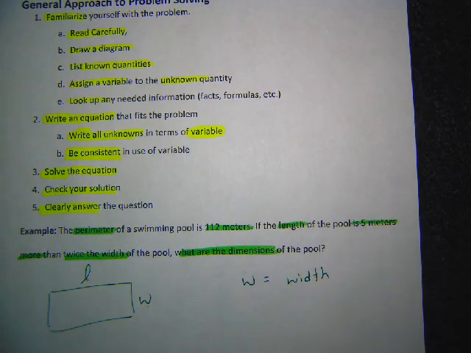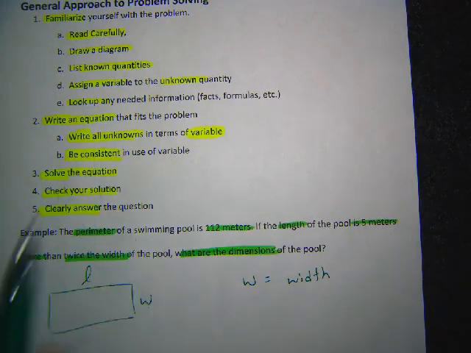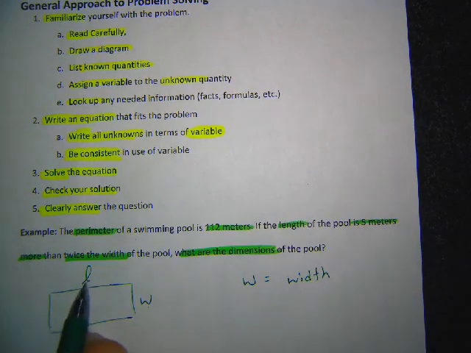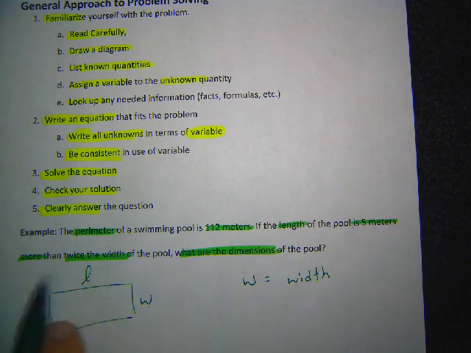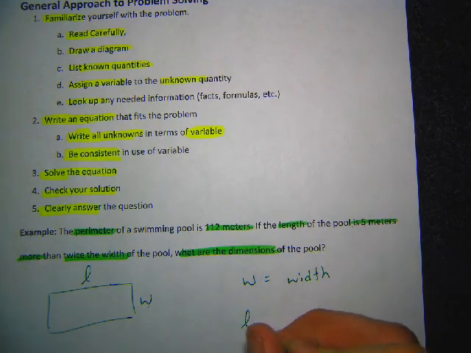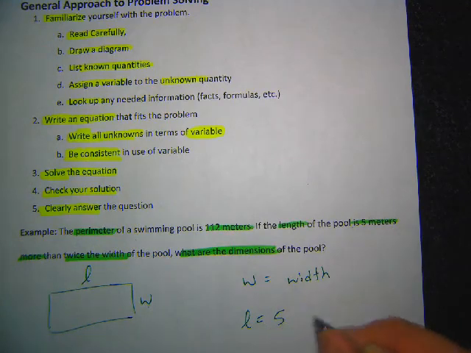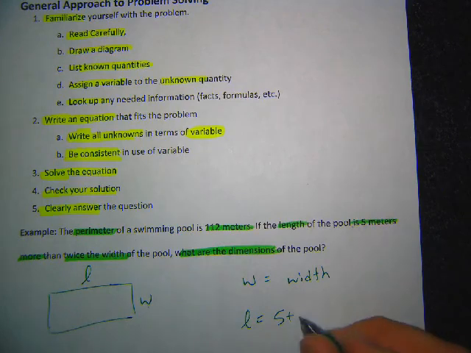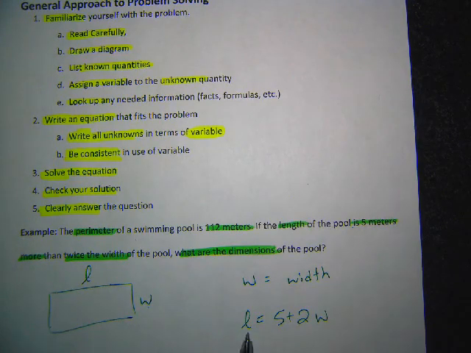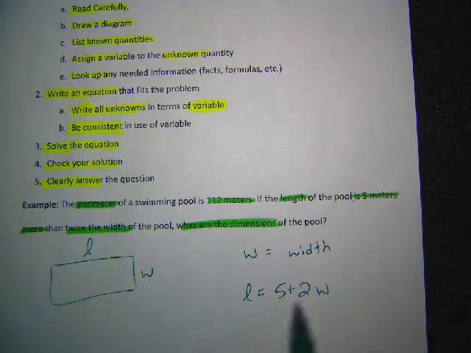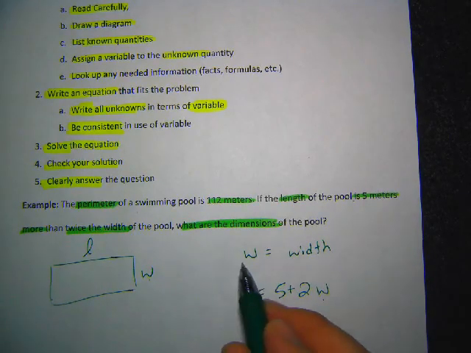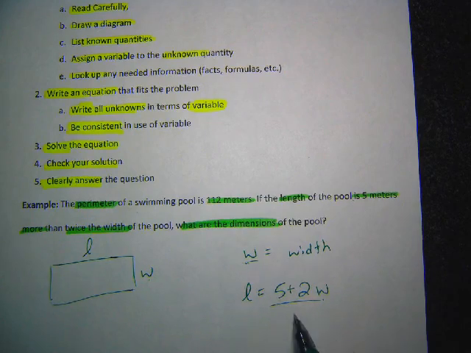Now, like I said before, if you can, write your other unknowns in terms of your variable. So we can look at length and say, well, we know something about length. We know the length is 5 more than twice the width. So the length is going to be 5 more than, well, the 5 more just means you're adding 5, twice the width. So 2 times the width. So now we have this length written in terms of the width. So we have a way to think about the length using just the variable W. So now we can just use W the whole time. W for the width and 5 plus 2W for the length.